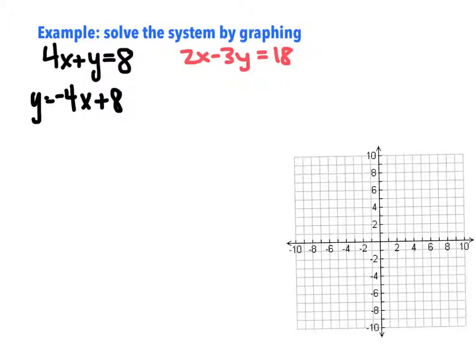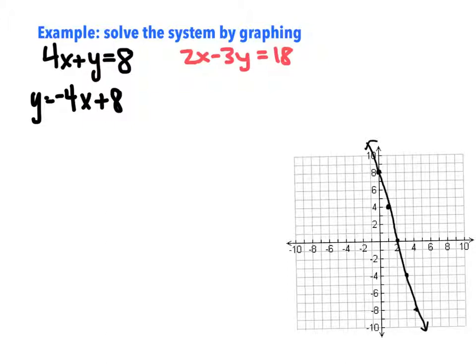So we go to 8 on the y-axis. This has a slope of negative 4, so I'm going to go down 4 over 1, down 4 over 1, and just keep doing this. I'm going to connect my points.